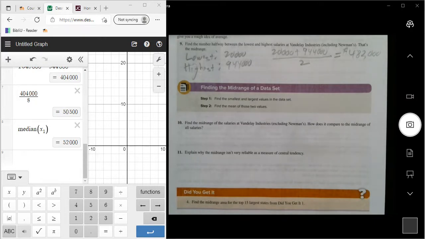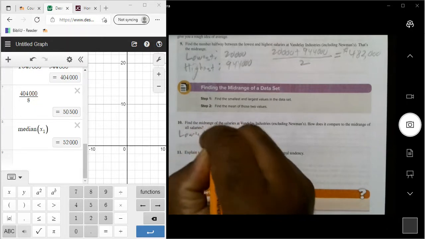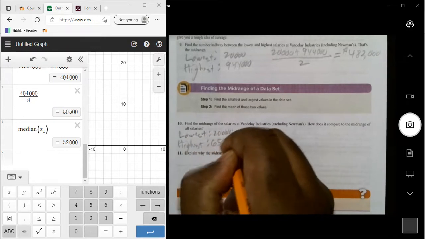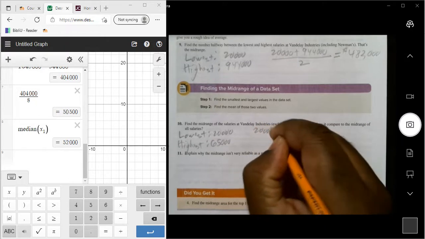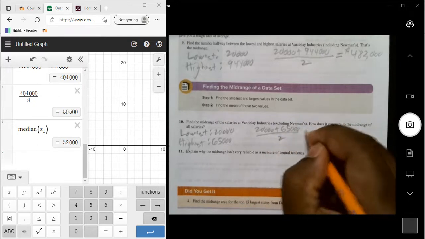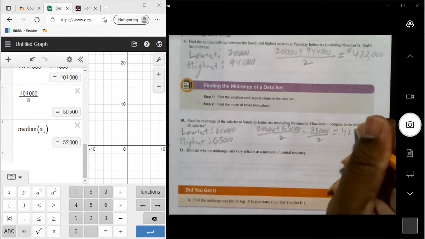Number 10, find the mid-range of the salaries at Vandelay Industries, excluding Newman's. How does it compare to the mid-range of all salaries? All right. Well, it said excluding Newman's. So that would mean that Kramer's would be the highest at 65,000. So we know the lowest would still be 20,000. The highest now would be 65,000. So now we would take this mid-range. We'll take our 20,000 plus our 65,000 divided by 2. So this would be 85,000 divided by 2, which is $42,500.